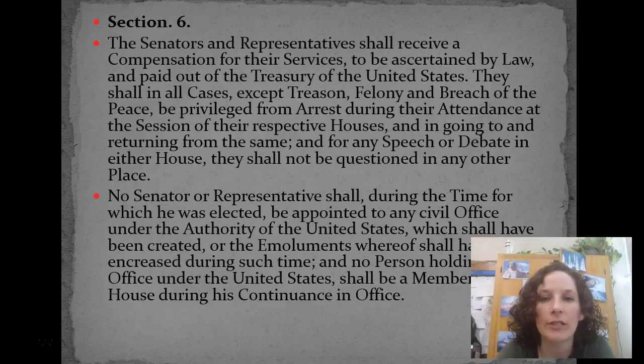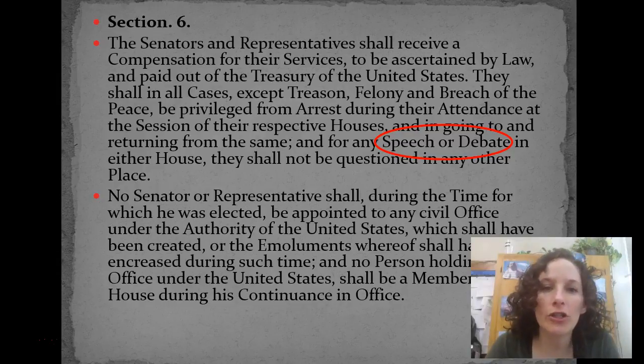Okay, for Section 6. Read through it, pause it, and then I'll explain what you should focus on. Okay, so what I want you to focus on is the speech or debate. This is not free speech for all Americans, but rather the framers were concerned with protecting political speech, the speech of those we've elected to the legislative body, to Congress.